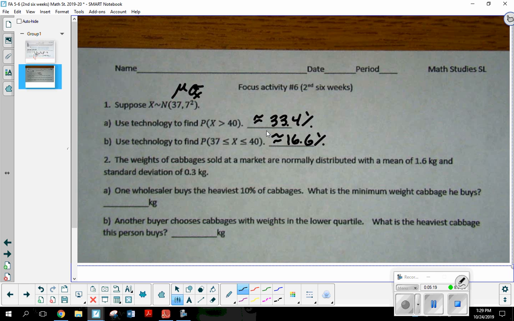Ooh, a little higher. 99.7. There we go. So 68, 95, 99.7. Okay. Well, let's take a look at number 2.